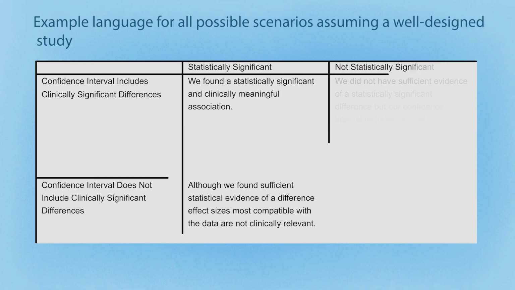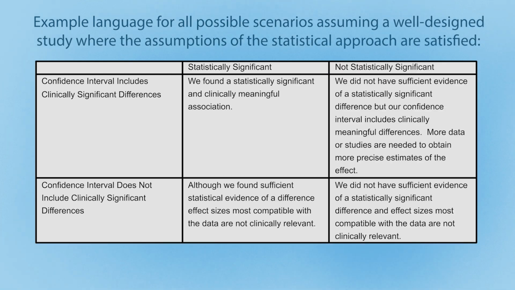So can you give us some language as to how we can write this in words when we're interpreting both statistical significance as well as our confidence interval, and how we can convey those findings better? Yeah, absolutely. I have one more table with a couple of illustrative scenarios, depending on whether you have a statistically significant result or your confidence interval includes clinically significant differences.